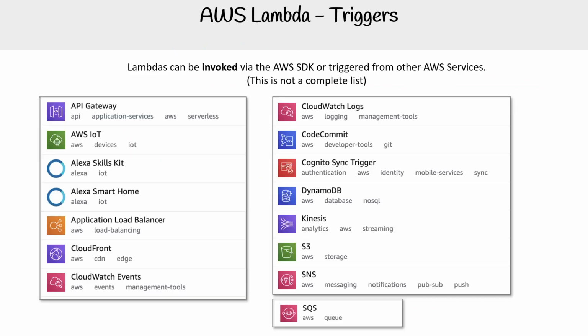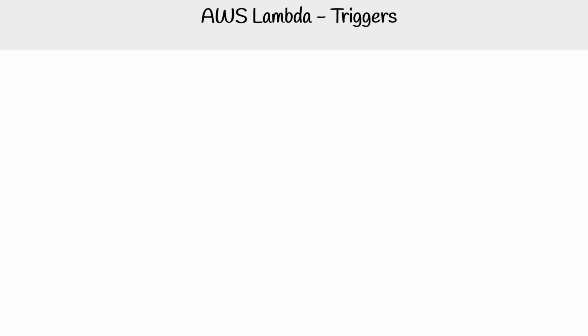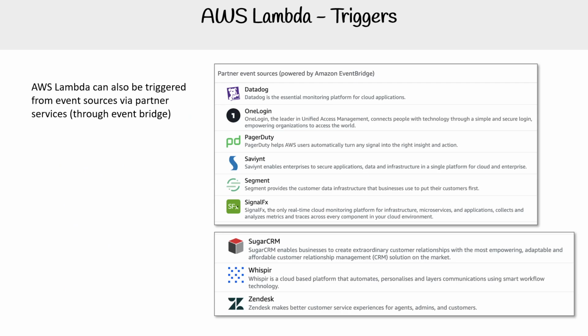We have a lot of different kinds of triggers. Triggers are stuff that can cause a Lambda to execute, as well as passing along data. This is definitely not the full list. It works for third parties as well, specifically through EventBridge, so that is great.